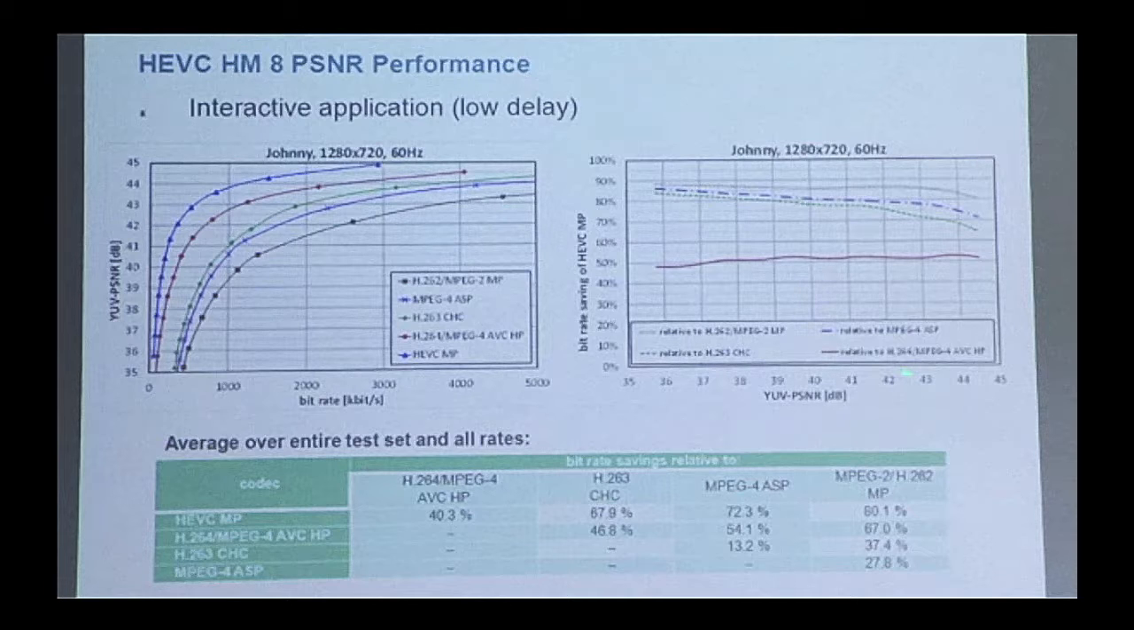Here's another one. Here at the higher qualities a little bit less, but still around 40% compared to AVC. Here's an entertainment application. This is a different configuration. The other configuration was low delay, so only one picture delay. Here we have larger delay, we have hierarchical B pictures. Of course, these give better compression performance, but also longer delay. This is something that would be used in broadcast or streaming.